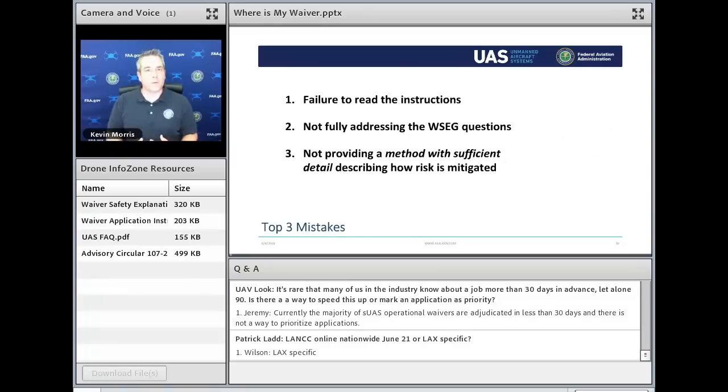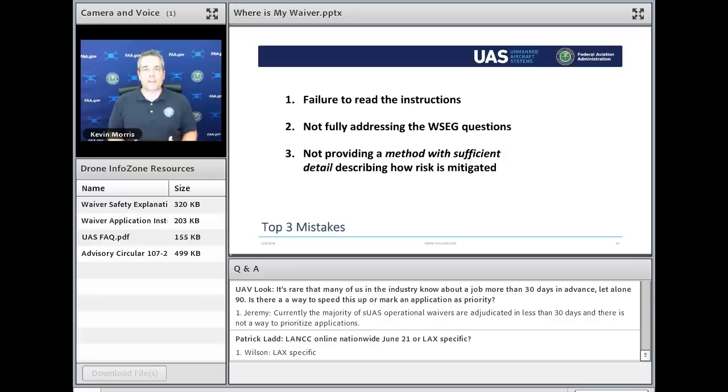So on our end, what do we see as some of the biggest mistakes or errors that are made? Believe it or not, number one is people are not reading the instructions for the waiver application. Secondly, we're not fully addressing the waiver safety explanation guideline questions. So a simple yes or no is not what we're looking for when we're posing those questions for you to answer in your waiver application. We want a complete, remember that word, and we need the justification of that operation. So a complete description and justification moving forward.